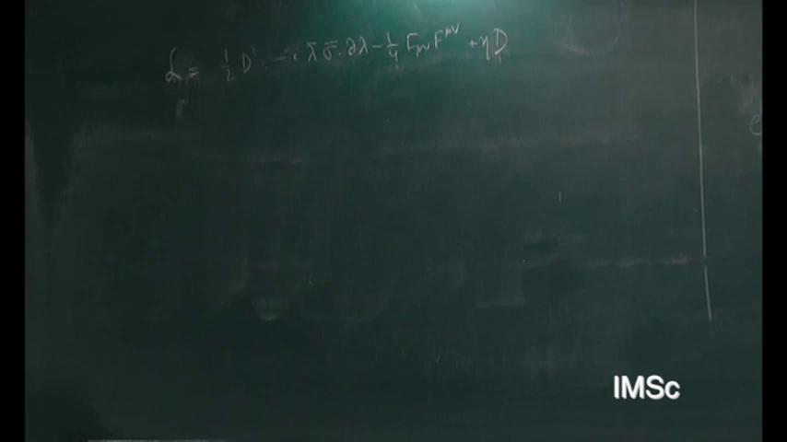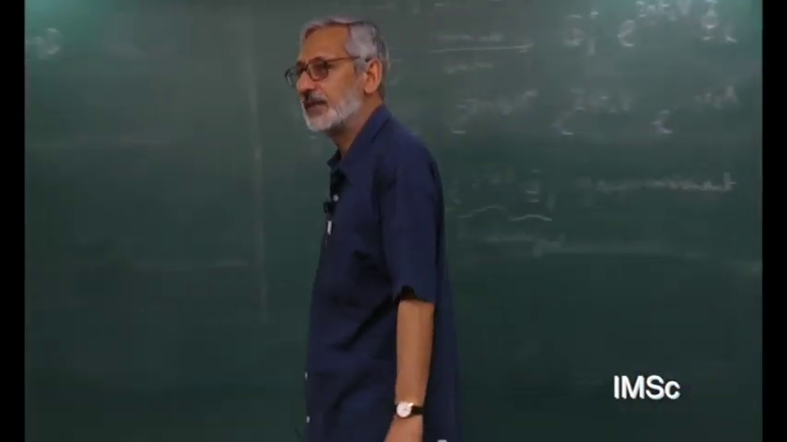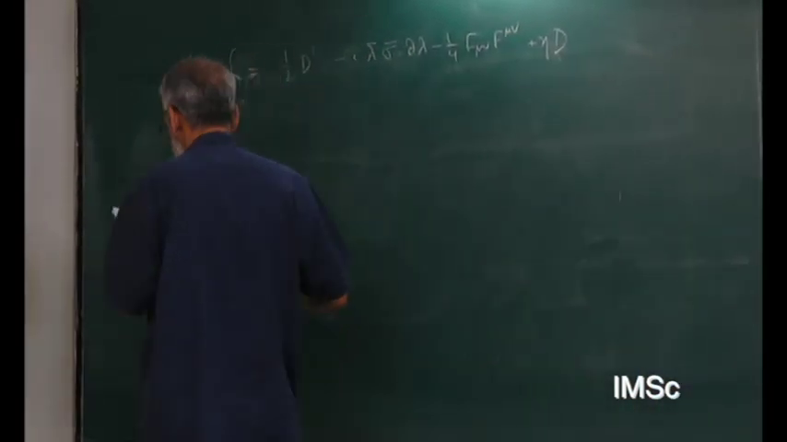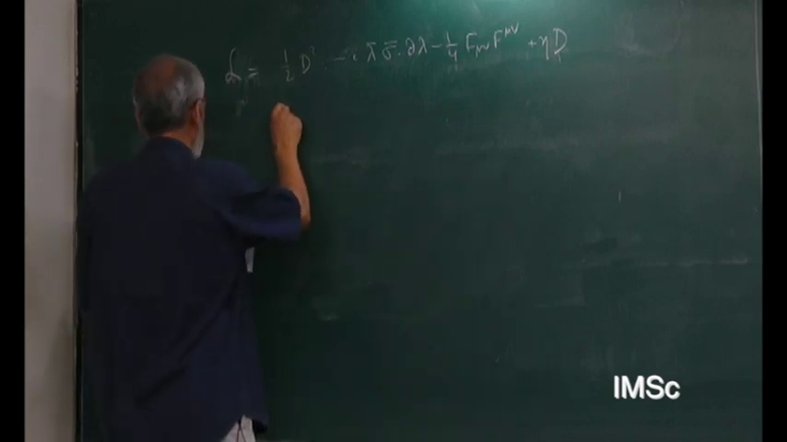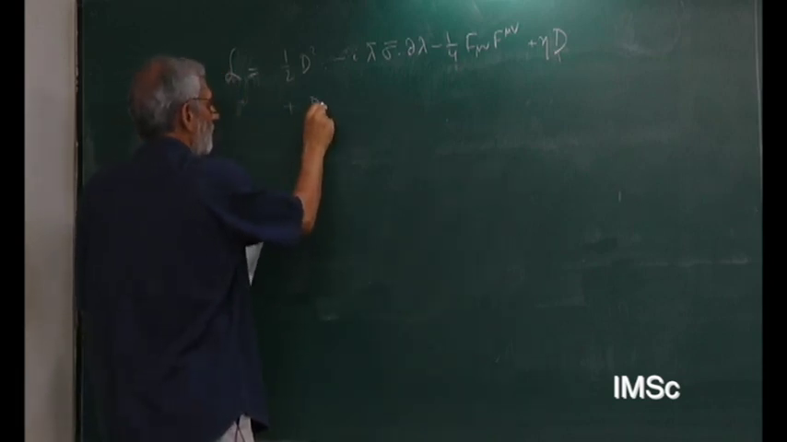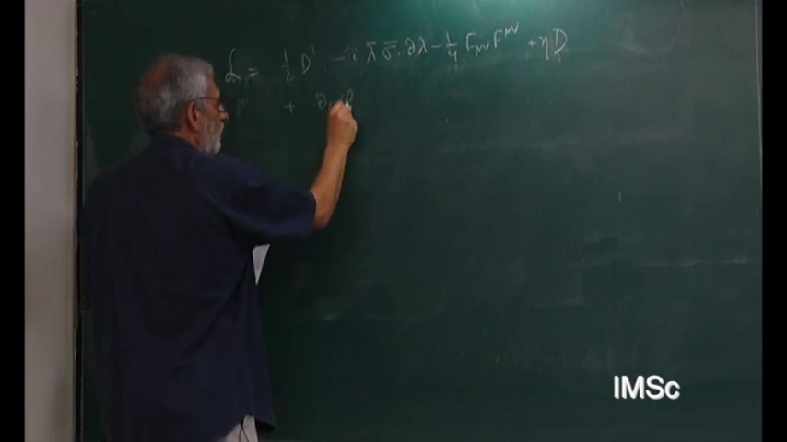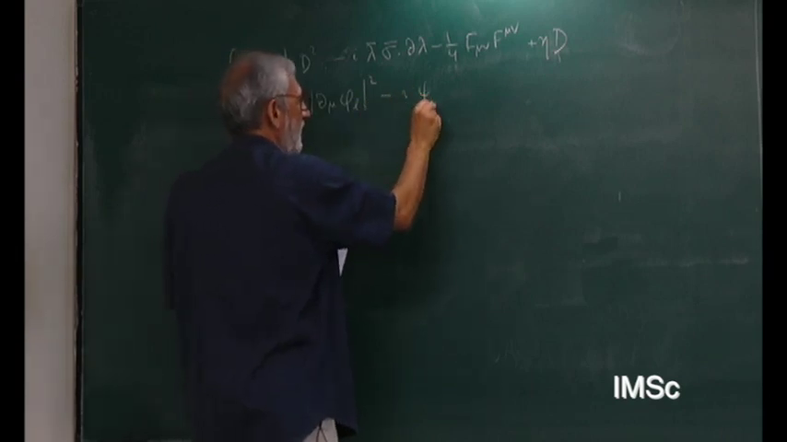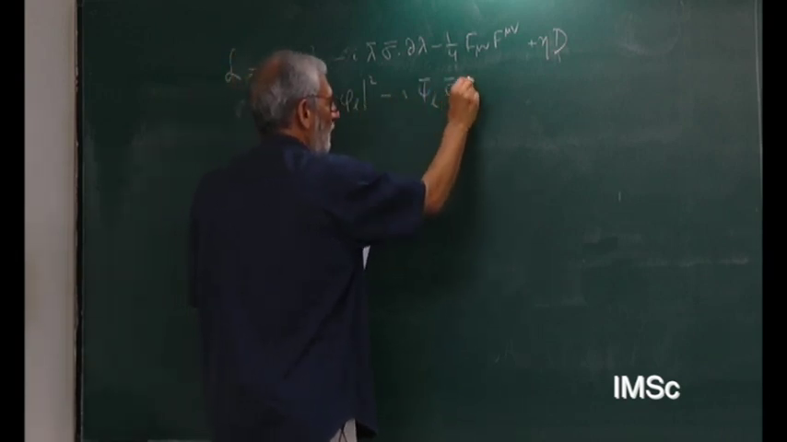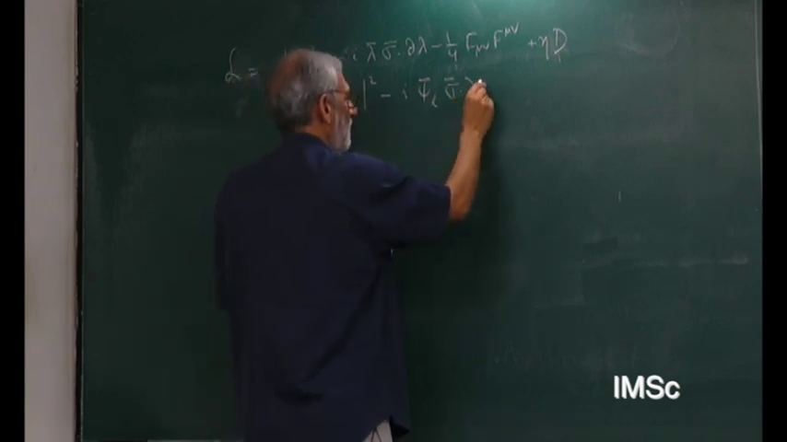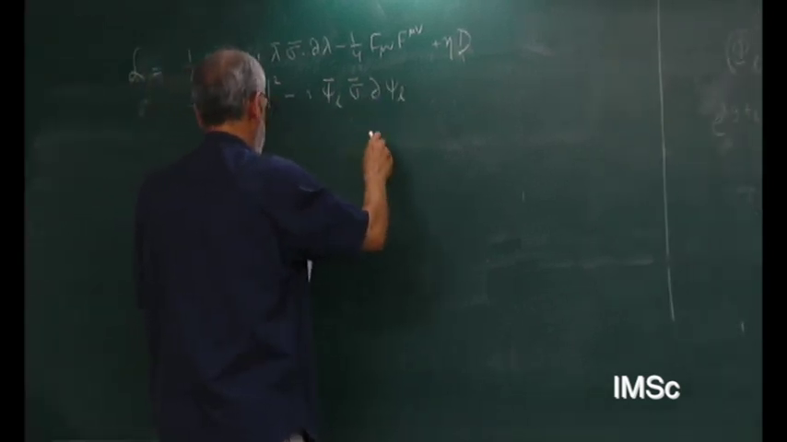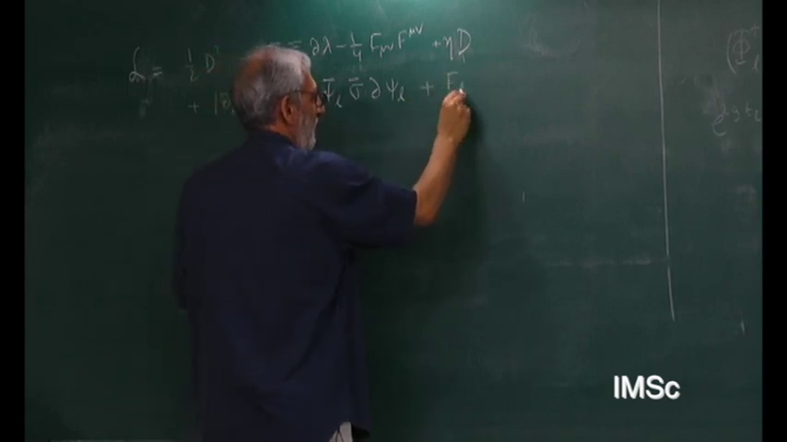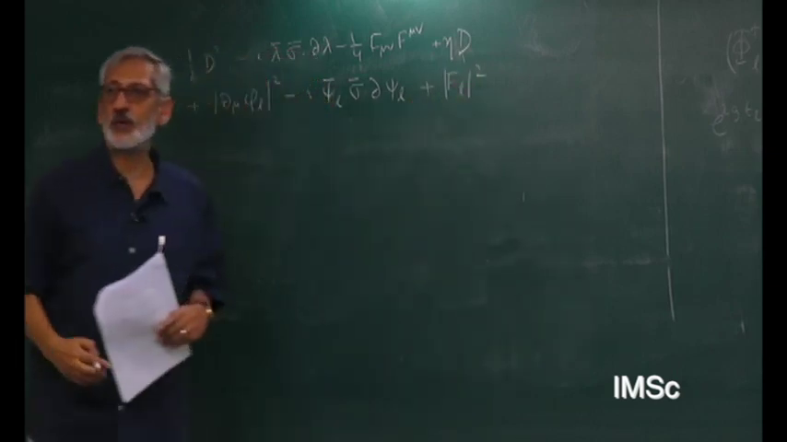Now this piece, if there was no this object here, we already know what that answer is. And that answer is, let me write down here, ordinary derivative phi L mod square minus I psi L bar sigma bar d psi L plus f bar f L mod square. This is what it was.